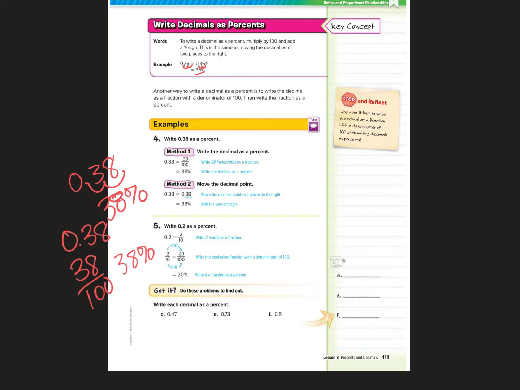See, it's so nice being able to move between these and get it in a form that's best to work with. So let's try these guys down here. 47 hundredths. When I'm moving to the right, I'm getting a bigger number, and so that means that I'm multiplying by 100, right? So this would be 47%. 73%. Now this one, 50%. Hopefully you didn't think that would be 5.